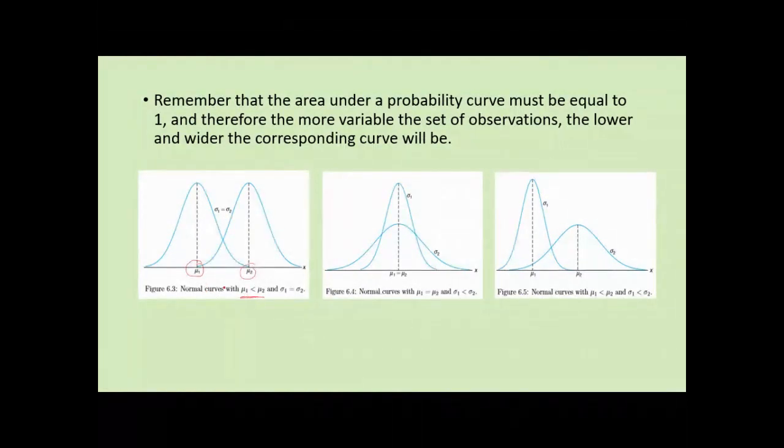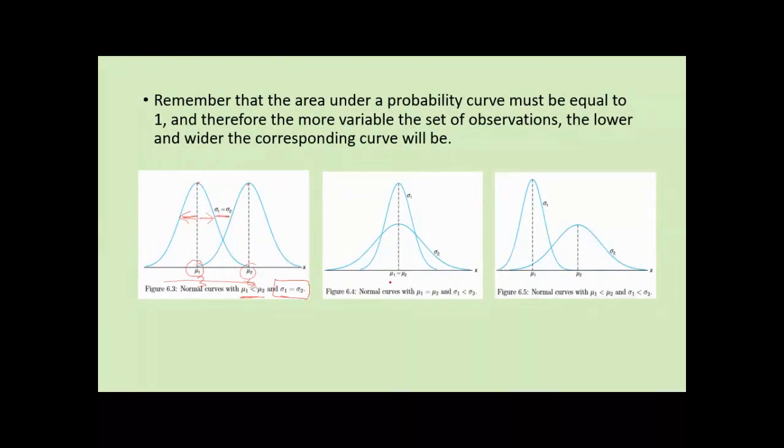Mu1 is smaller. This is a real axis in increasing order, so if this is 3, this should have been 4. So mu1 is smaller and the standard deviation is equal. The mean gives the position of the peak, and the standard deviation gives the distribution, how the data is deviated from the mean. So they are looking alike because the standard deviations are same.